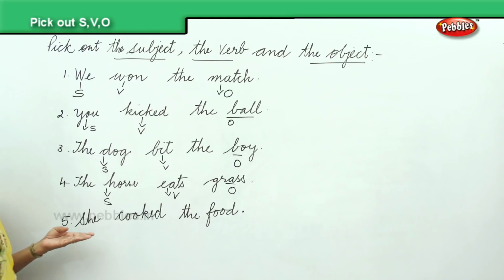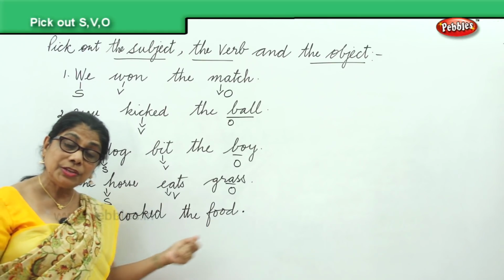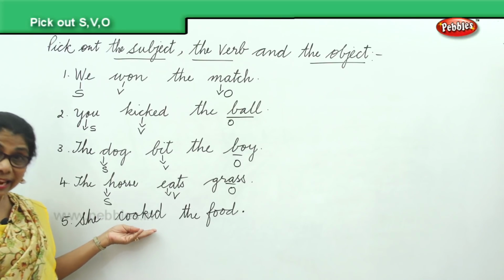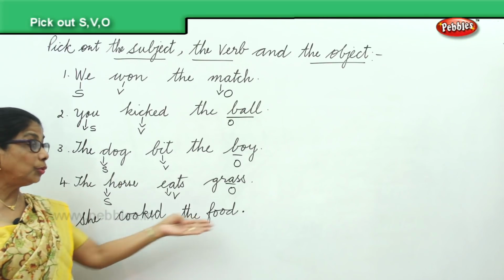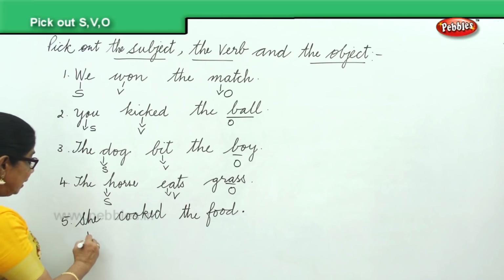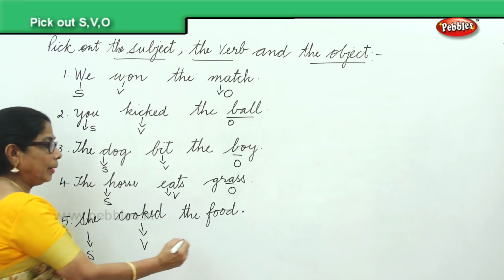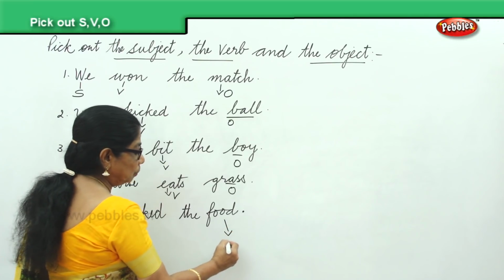Last we have she cooked the food. She is the subject. Cooked is the action she is doing. What did she cook? The food. So you have she is the subject. Cooked, you have the verb. You have food is the object.